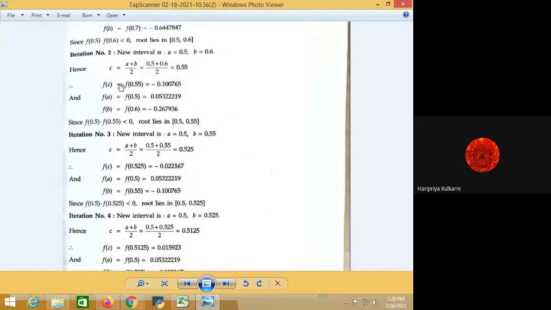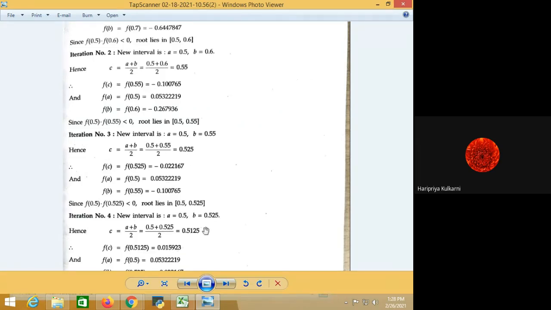See here, for iteration number 2, we have carried 0.5 and 0.6, as f of 0.5 into f of 0.6 is less than 0. So we have to carry these two approximations. We have got 0.55. We will find out f of 0.55. 0.5 and 0.6 we already have. You observe here, this is minus, this is plus. So for the next iteration, A will be 0.5 and B will be 0.55. And we will move on in a similar way.